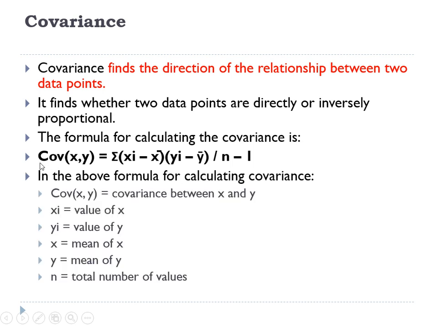Covariance is represented as COV(x, y). This is the common notation of covariance. It represents the covariance between x and y, and n is the total number of values.